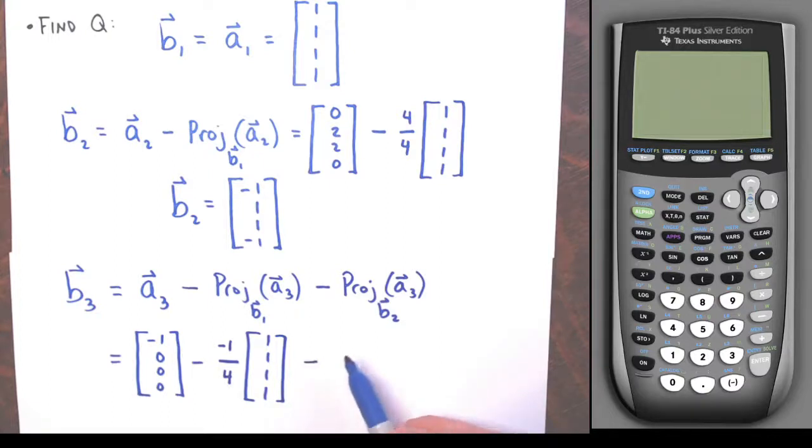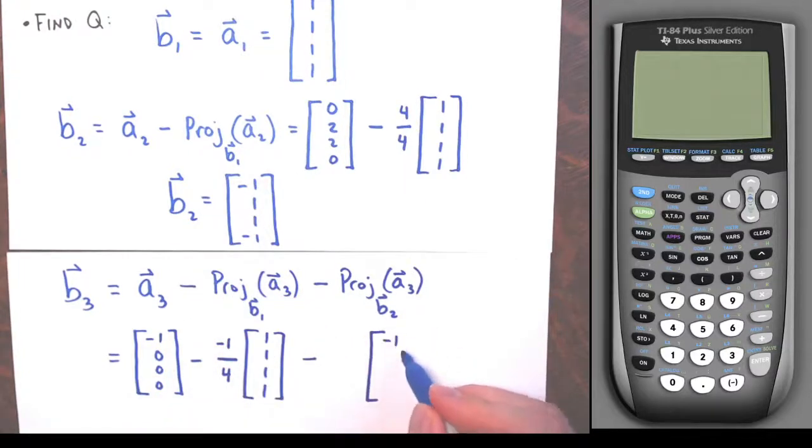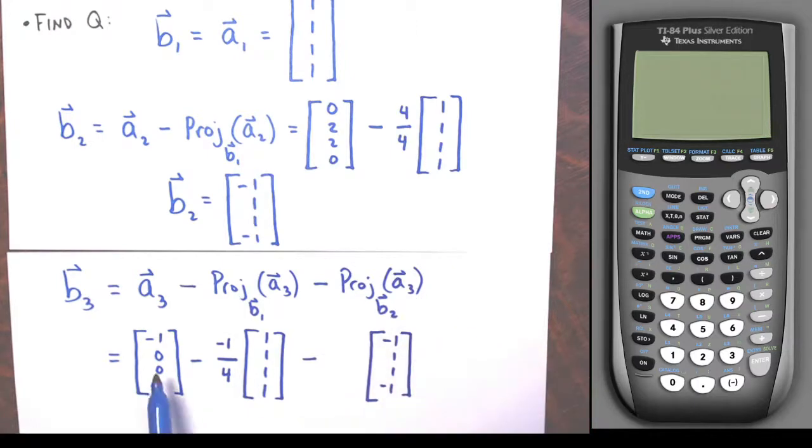Then we have minus a projection of A3 onto B2. That will just give me a scalar multiple of B2. Now B2 is this vector here, the negative 1, 1, 1, negative 1. So what's the dot product of A3 with B2? That'd be 1 plus a bunch of zeros. So just 1 in the numerator of the scalar. And the denominator is the dot product of B2 with itself. So again, 4.